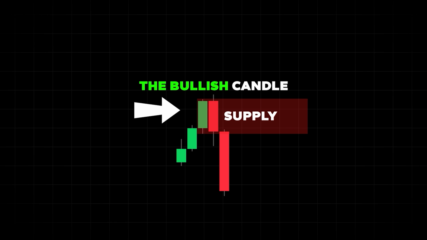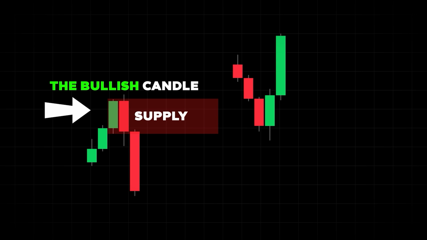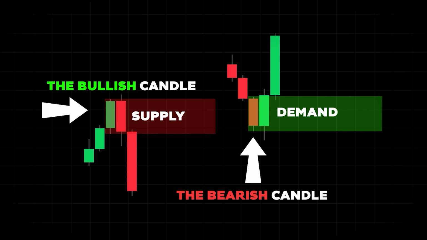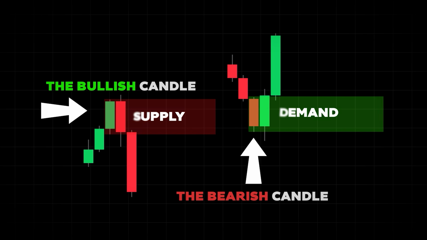When identifying supply zones, we'll usually mark out the bullish candle right before the move down. And with demand zones, we'll usually mark out that bearish candle right before the move up. Here's a few rules to approaching this.